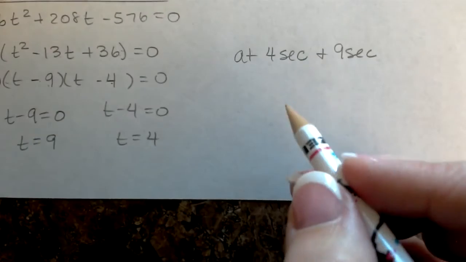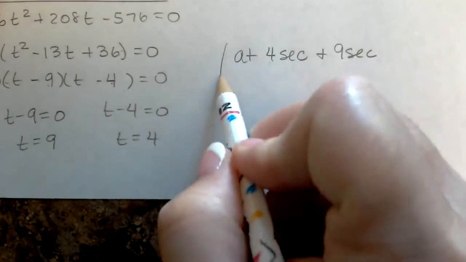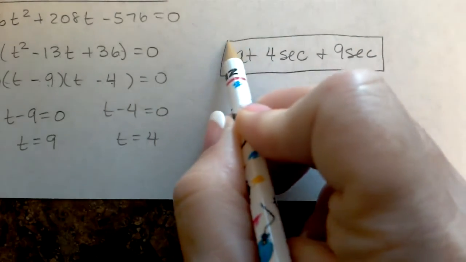So the answer is at 4 seconds and 9 seconds after he does this cool motorbike flip is when the height of his motorbike will be at 576 feet. So that's your answer.